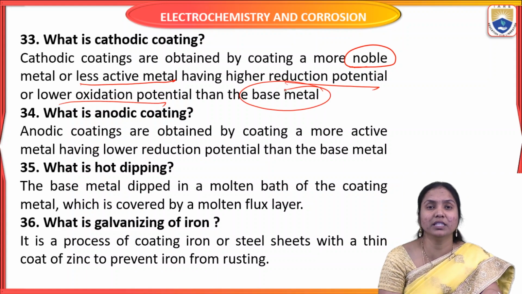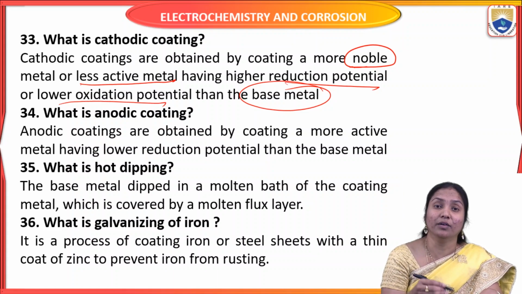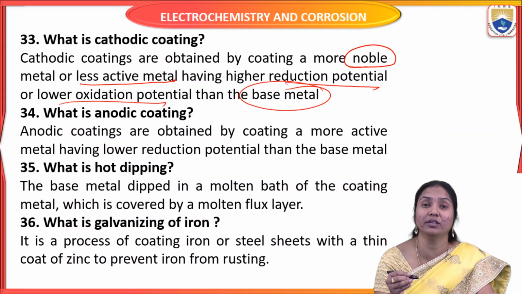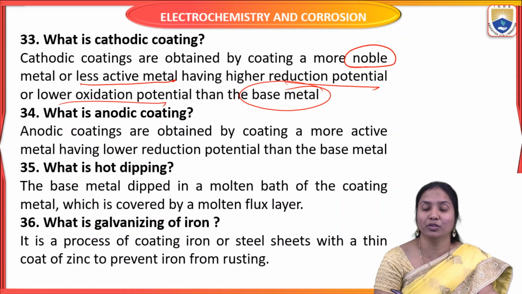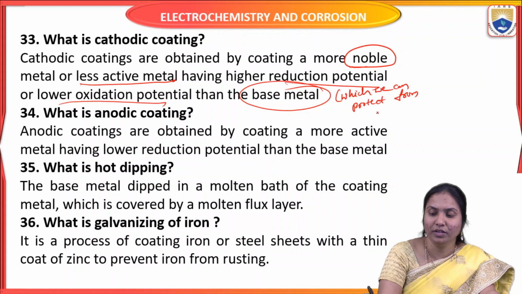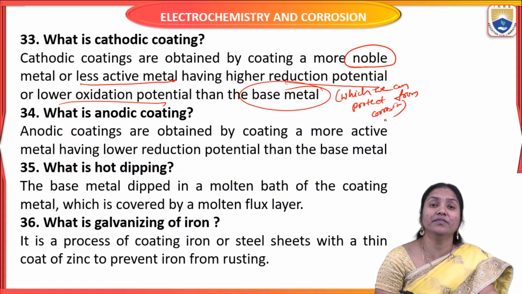What is the meaning of base metal? The metal which we can protect from corrosion is called the base metal. We discussed in previous classes, when teaching dry corrosion, wet corrosion and surface coatings, that in all those cases we use the term base metal. The base metal is the one which we protect from corrosion.